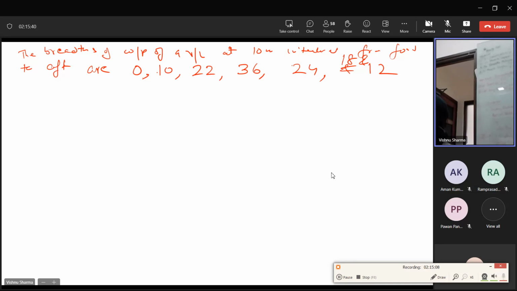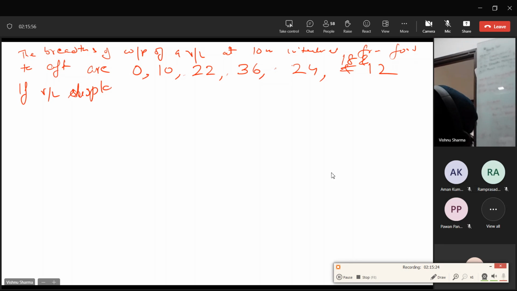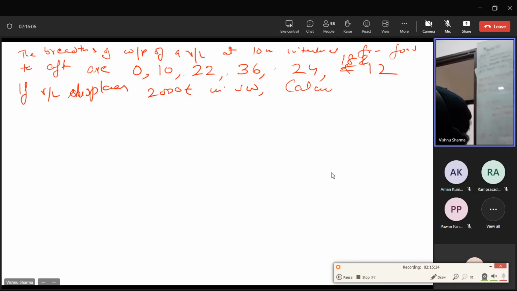Okay, how much will be the length? 1, 2, 3, 4, 5, 6, so 60 meters. If the vessel displaces 2000 tons in seawater, calculate BMT.